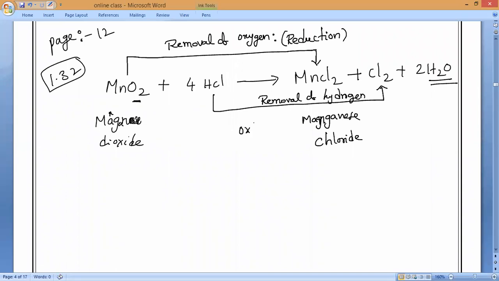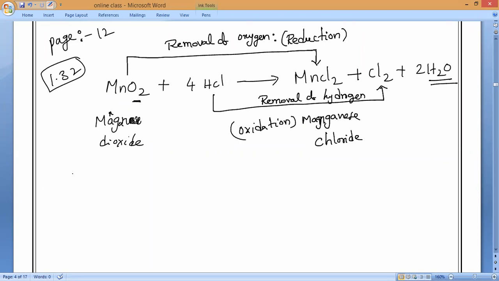Oxidation. You understand? Here we are getting water as a byproduct, but that is not what is happening. That is what you have to remember. So removal of hydrogen, we can say oxidation. Now, here 4 things you can write.